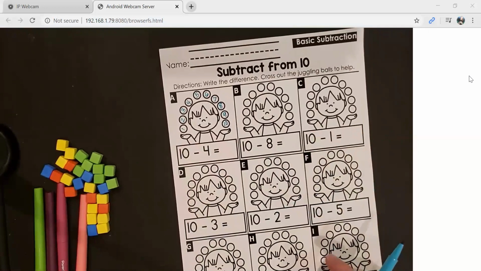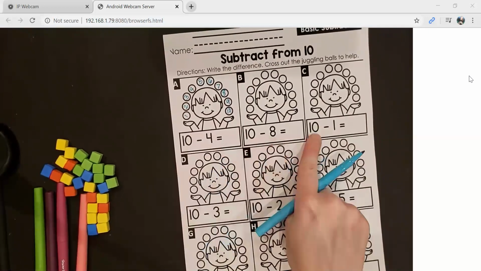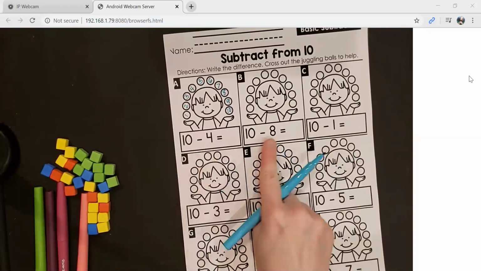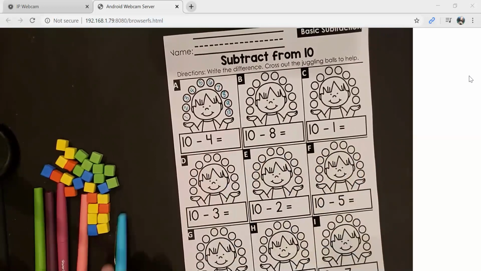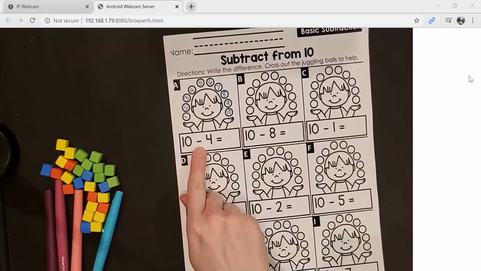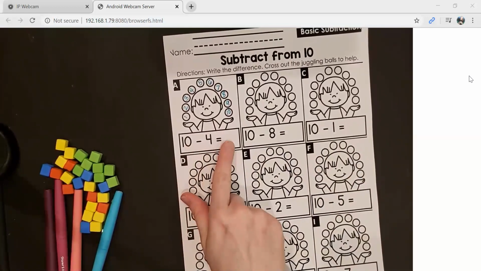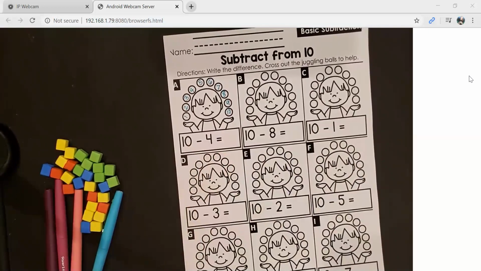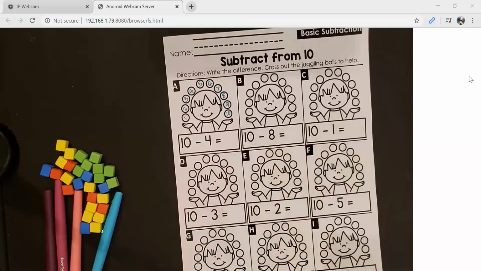And each of these problems start with 10. So we're going to start with 10, and then we're going to take away some of those balls. So my first problem reads 10 take away 4 equals. This is what we're solving for. So I'll show you guys a few strategies on some of these problems and let you finish the rest at home with your families, okay?